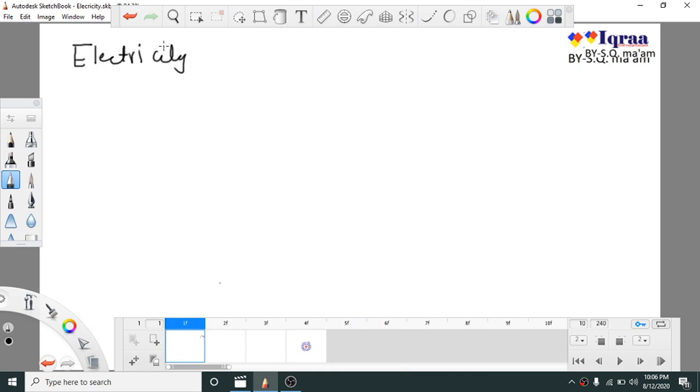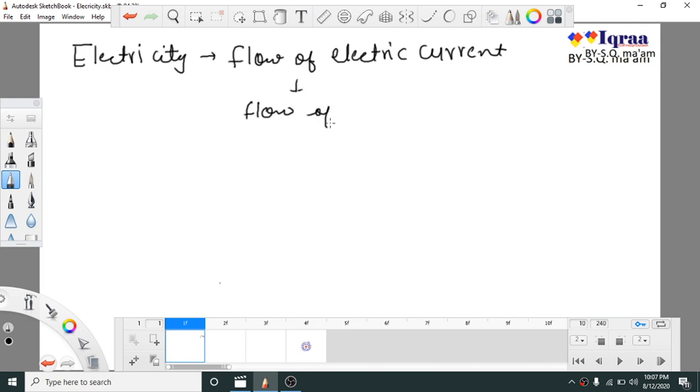Electricity. Now what is electricity? Generally we say that electricity is the flow of electric current, or in a more appropriate way we can say the flow of electric charges.